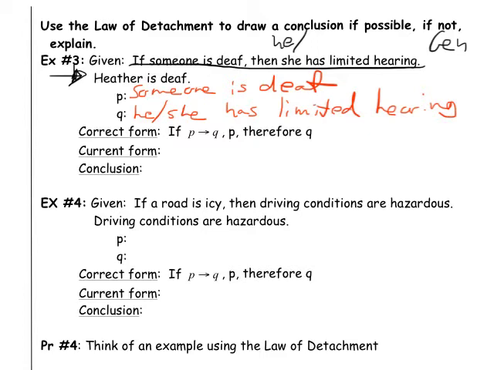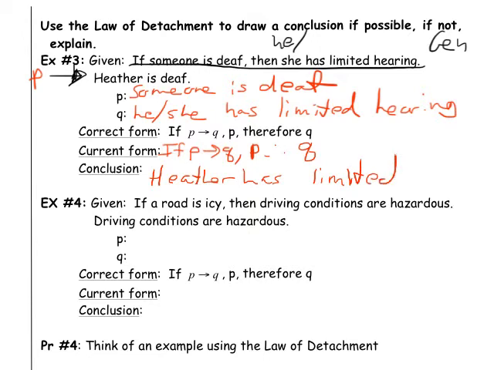So let's write down what we have. Well, we do have an if P then Q, right? Because we have up here, if someone is deaf, then she has limited hearing. There's my general statement. And I do have a P as well. Look, I'm given a specific P here with Heather is deaf. Heather is deaf, P. Okay, well, therefore, we can conclude our Q, which would be that Heather has limited hearing. All right. There we go.